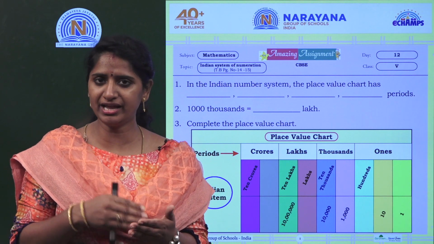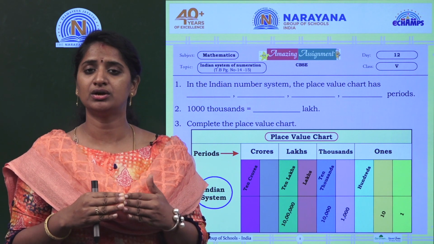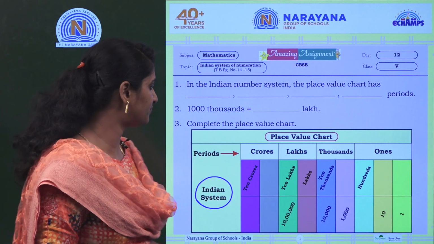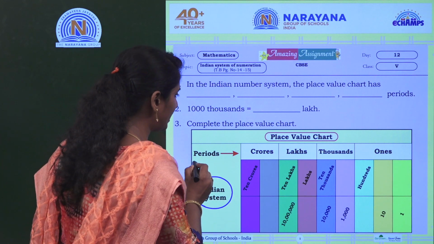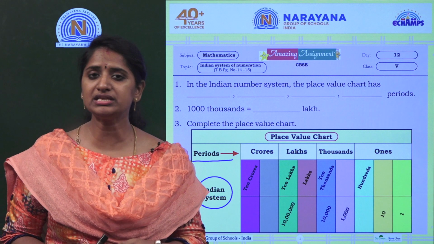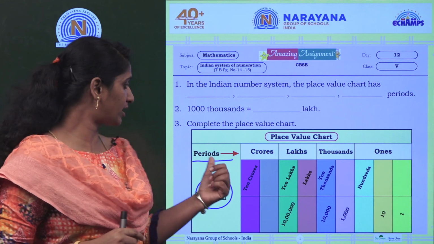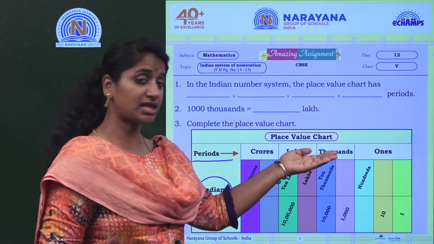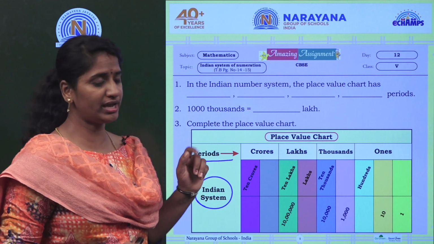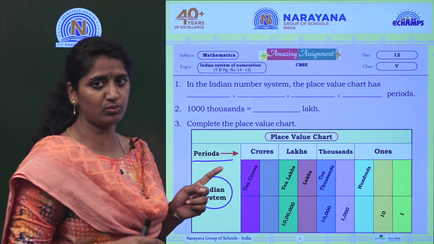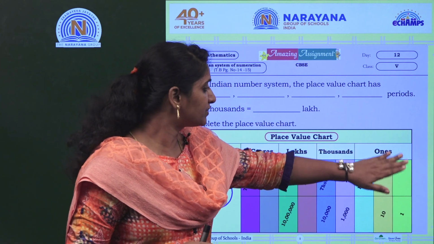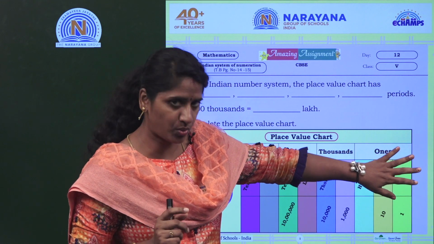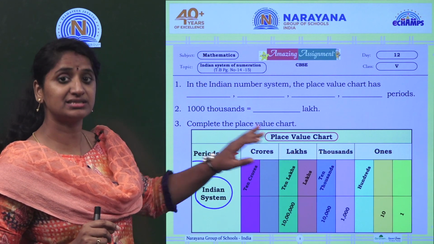In the Indian place value system, what are the places, and what do we call them? Let us look into this place value chart. Here they have given the periods very clearly. What is the meaning of a period? The periods are ones, thousands, lakhs and crores. These we call periods. So in the Indian system we have the periods of ones, thousands, lakhs and crores.